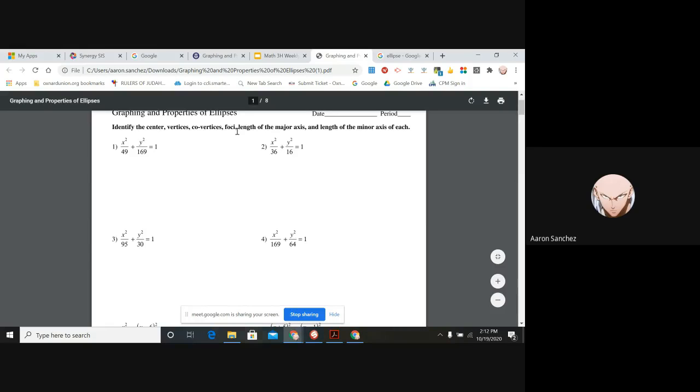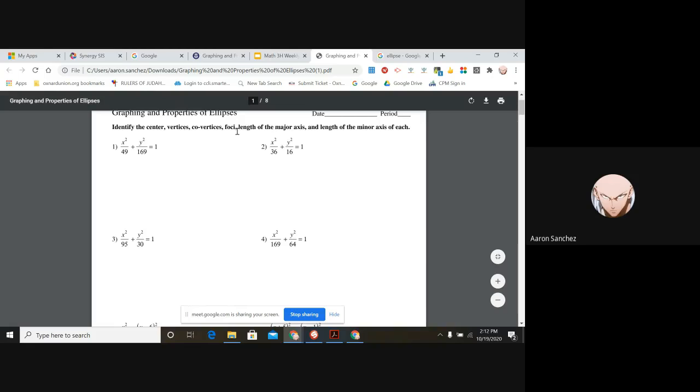I'm going to rewrite this as x squared divided by 7 squared plus y squared divided by 13 squared equals 1. I know you guys can't see what I'm writing. I'm just copying number 1. So you copy number 1 too.